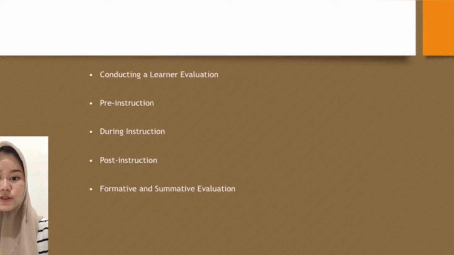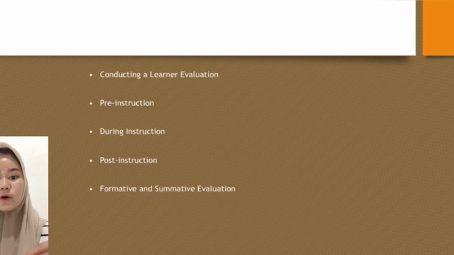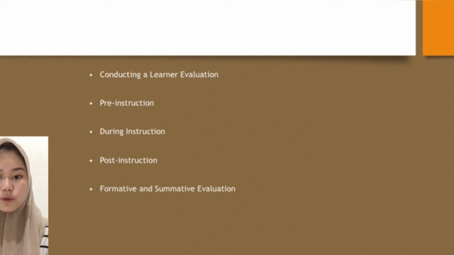Next, post-instruction. A common assessment technique used during a post-instruction evaluation to determine a change in knowledge is a paper and pencil test, an objective or constructed response type test. Determining change in a skill is done through a performance assessment where both the process and product are evaluated.